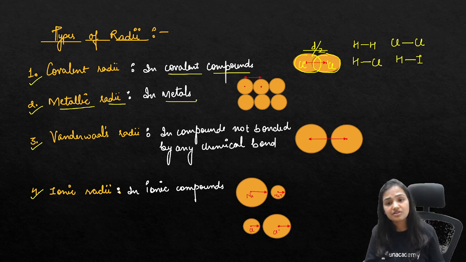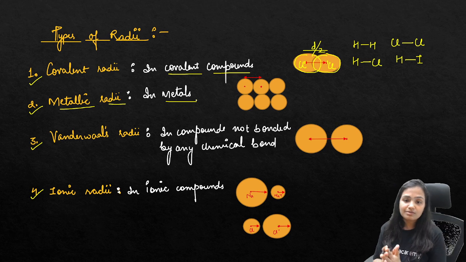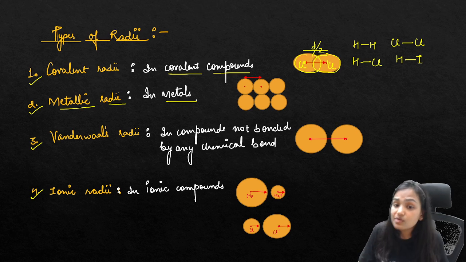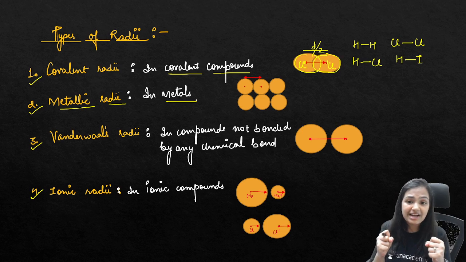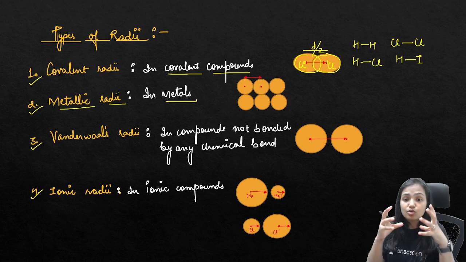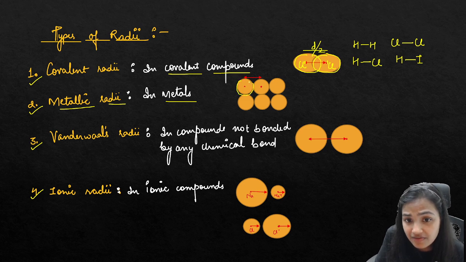Even 80% of the elements in our periodic table are actually metallic. So when we are talking about the metals, what we could see, guys, in the metals is a close packed structure. The atoms are closely packed. So here the atoms are very, very closely packed.